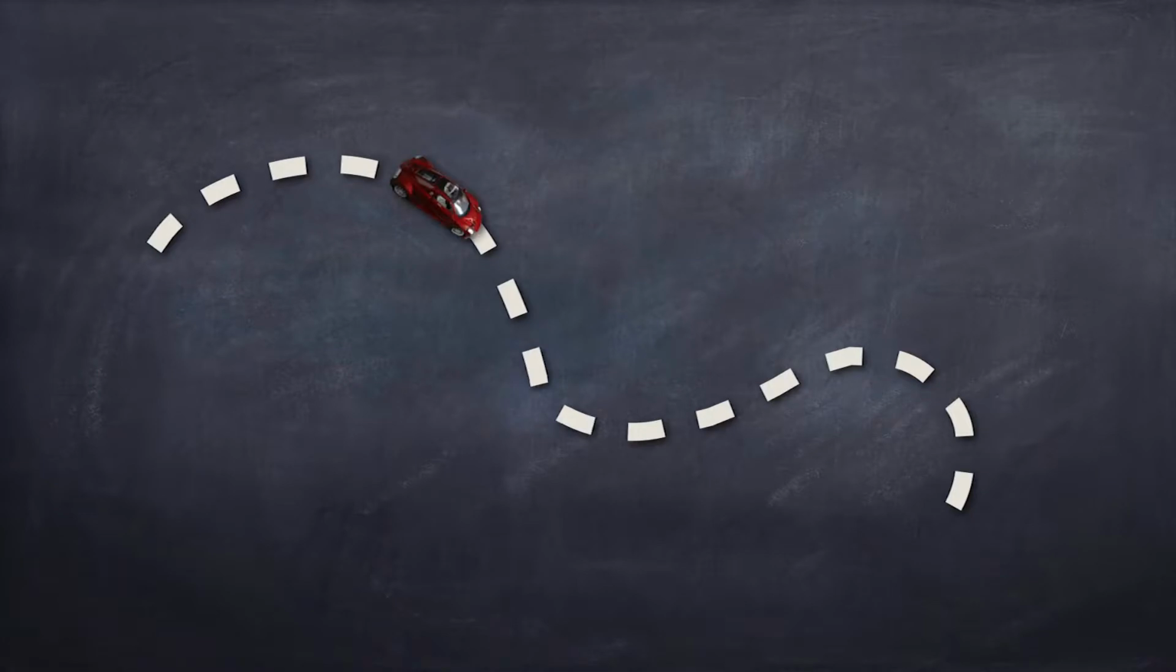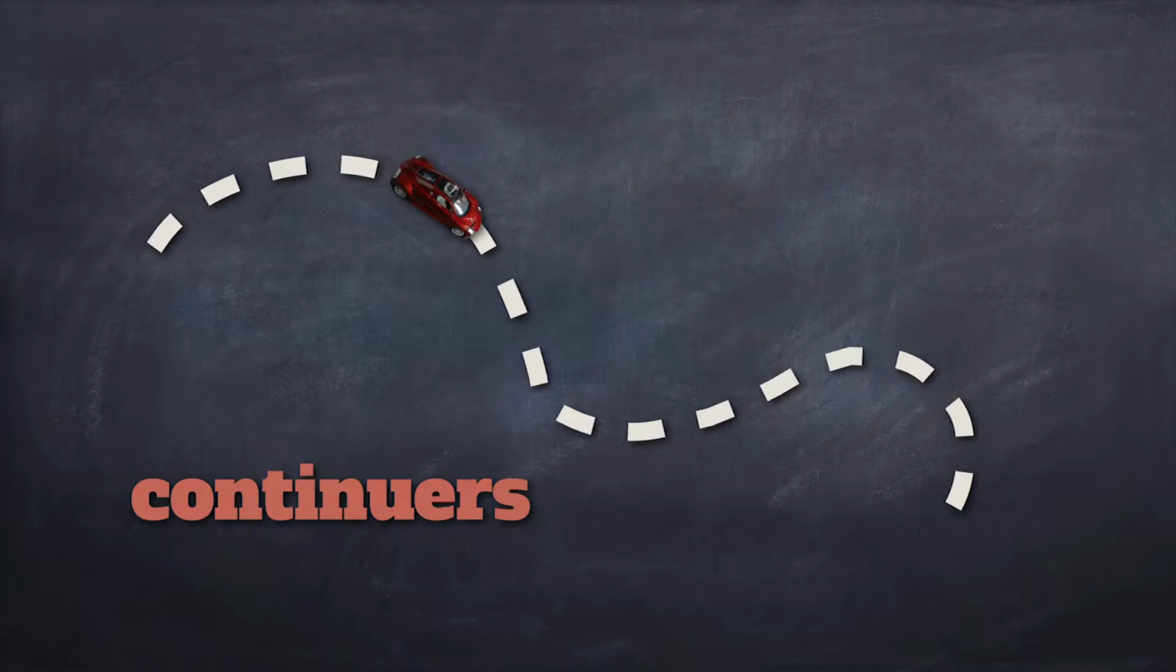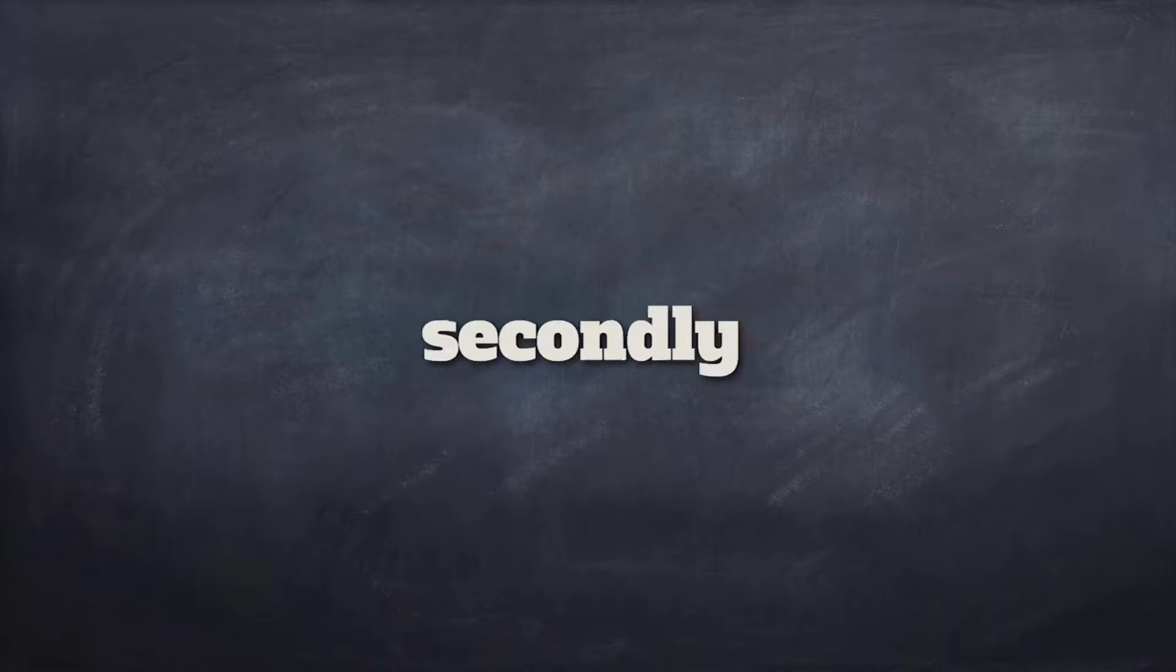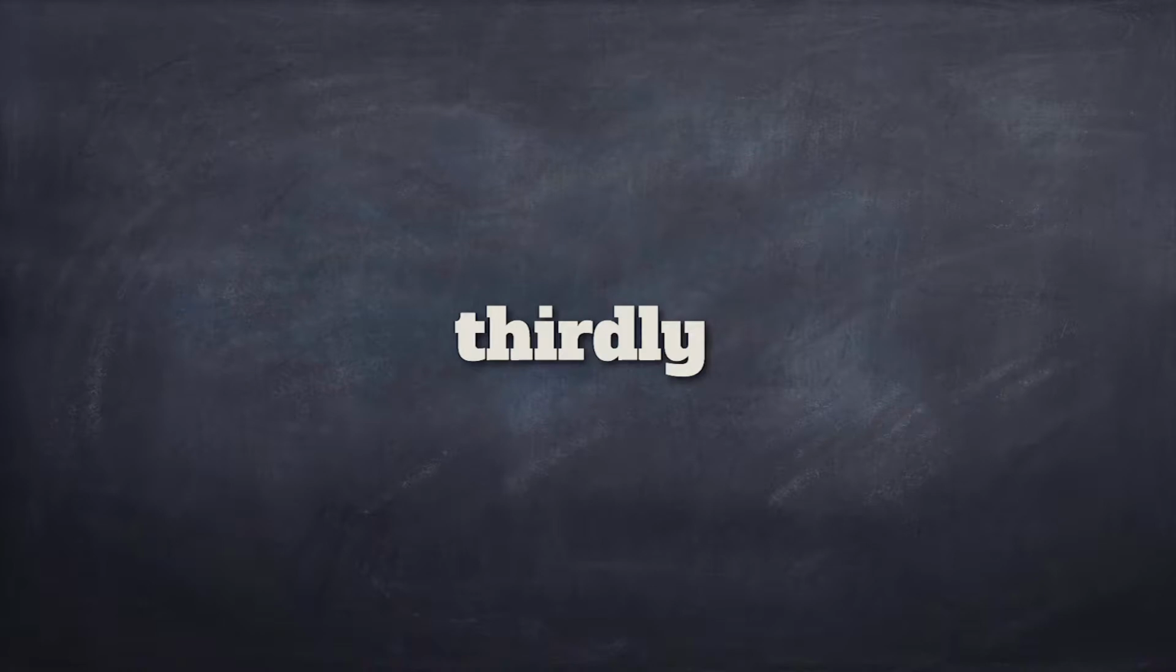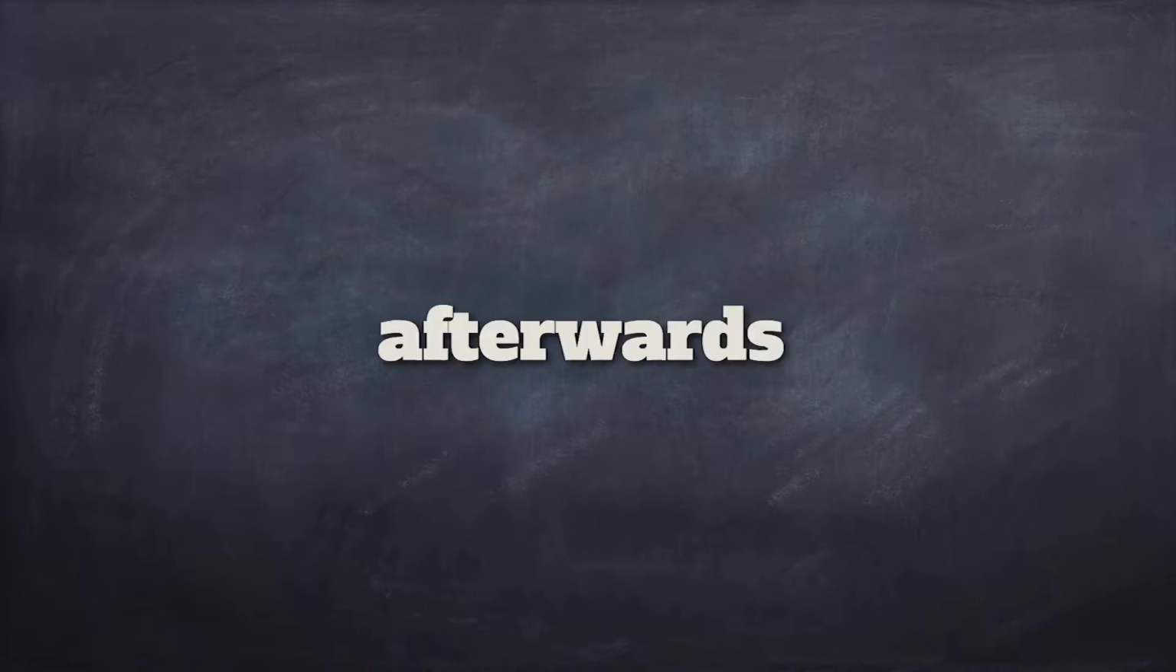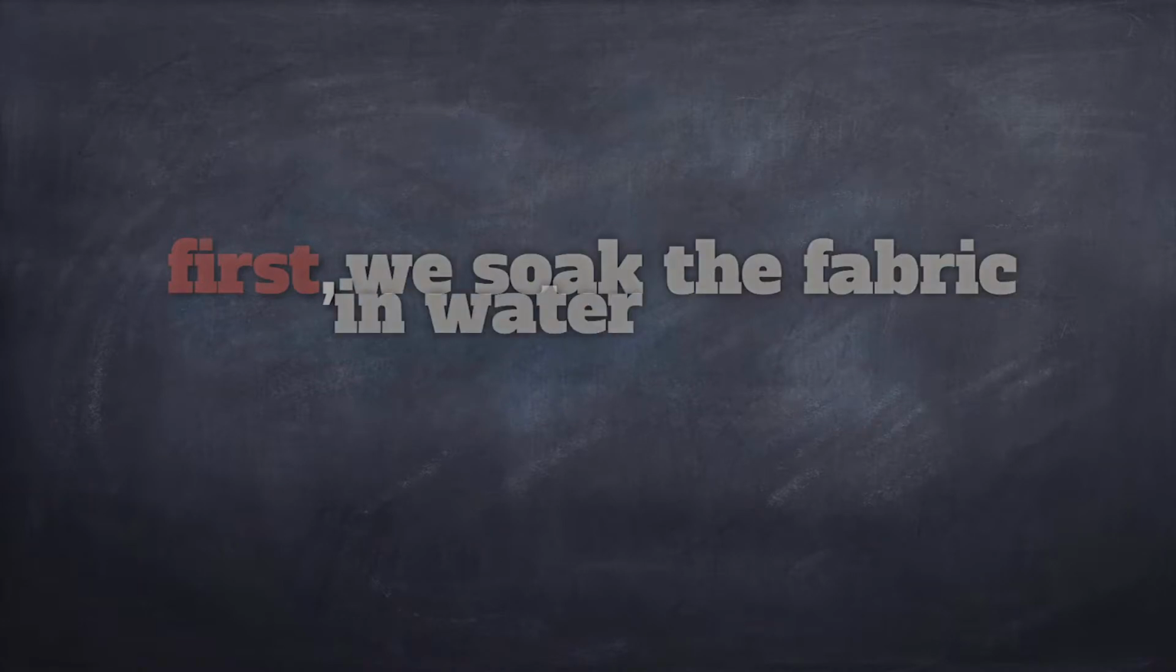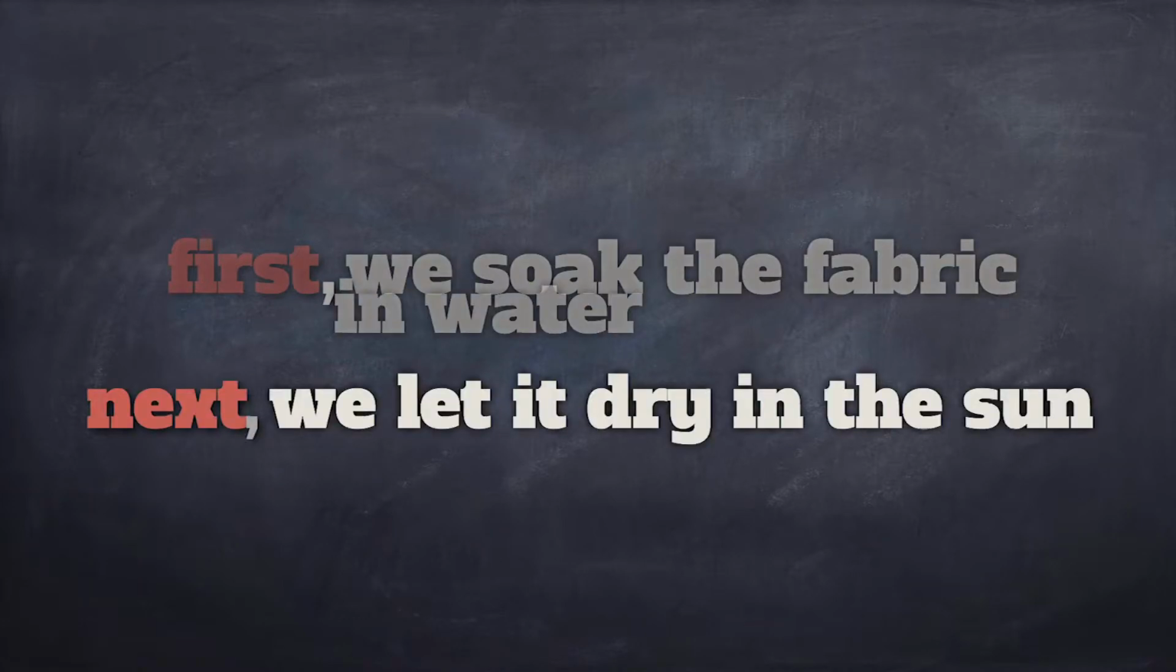Continuers is the name I have given to expressions that make the progress of the process explicit at any given stage. Among them are, for instance, second or secondly and third or thirdly, which refer to very specific stages of the process, and also next, afterwards, after, then. So you would say something like, first, we soak the fabric in water. Next, we let it dry in the sun.